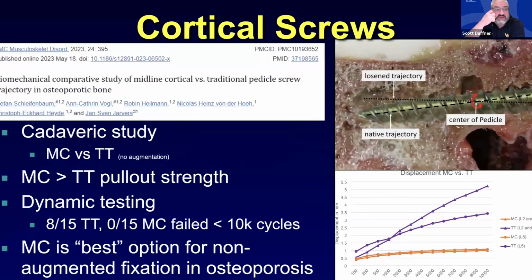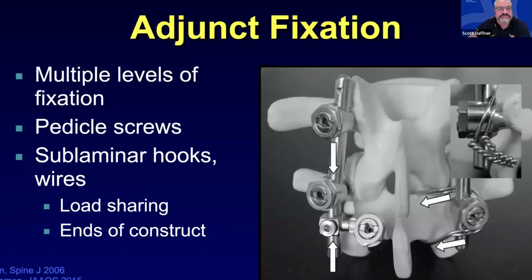This study actually built on that one and went back and looked now at the midline cortical trajectory versus non-augmented traditional screws. And interestingly, in their dynamic testing, found over half of the traditional screws failed under 10,000 cycles, as opposed to none of the cortical screws in this setting. And that's because the screws tend to rock in that cancellous bone, right? And they give that sort of windshield wiper effect that we're used to seeing on x-rays. So again, if you're going to not augment your screws, these authors at least felt that the midline cortical was really the best option for that.